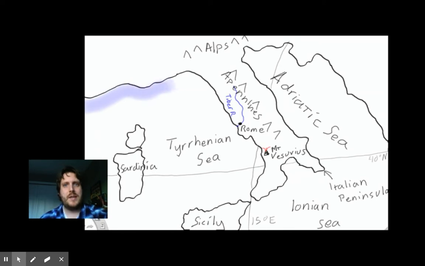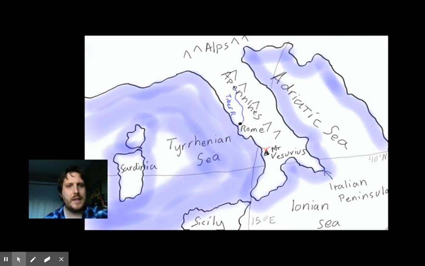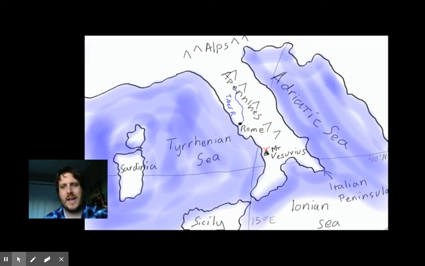Now, just so that we don't get confused, we're going to go ahead and color in the water here. Remember, when we're creating maps, the only thing on that map that is blue is water. So we're going to go through here. We're going to color the rest of the Tyrrhenian Sea. There we go. Nice. Color in the Adriatic Sea here, and then the Ionian Sea. Now we got the water colored in.